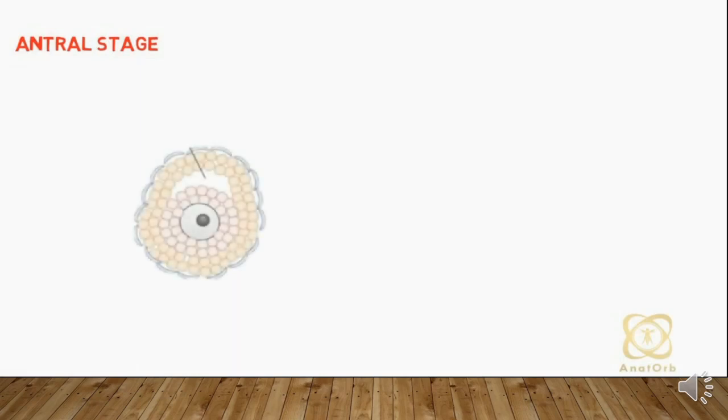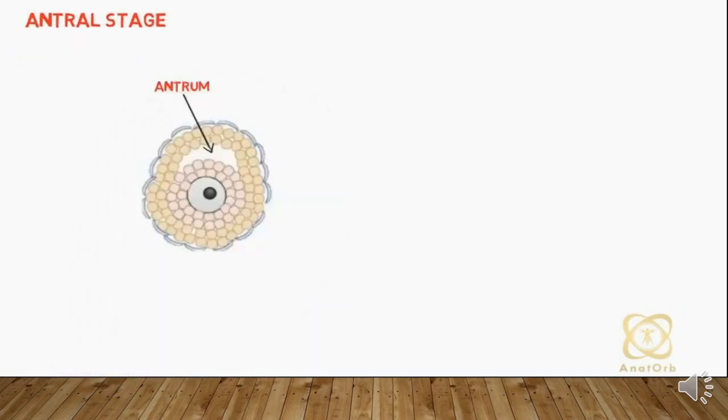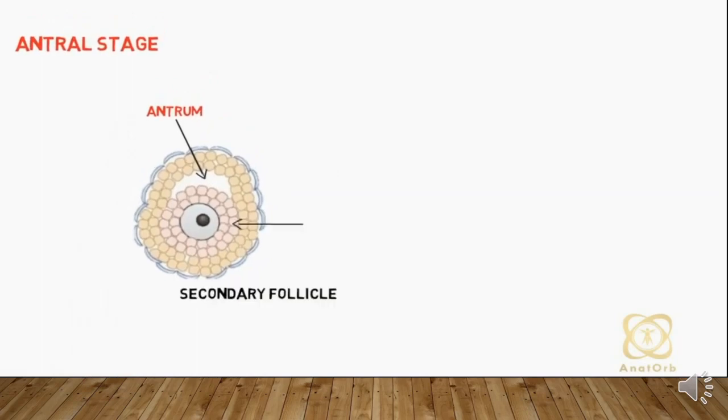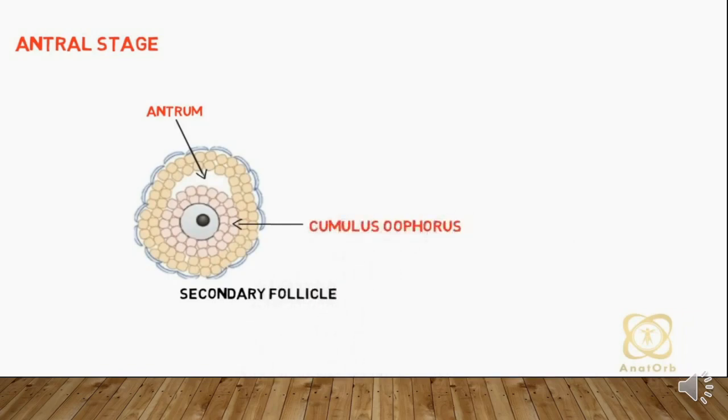In the antral stage, a central fluid-filled space called the antrum forms between granulosa cells. The follicles are now called secondary follicles. Granulosa cells surrounding the oocyte remain intact and form the cumulus oophorus. Now to the pre-ovulatory stage.